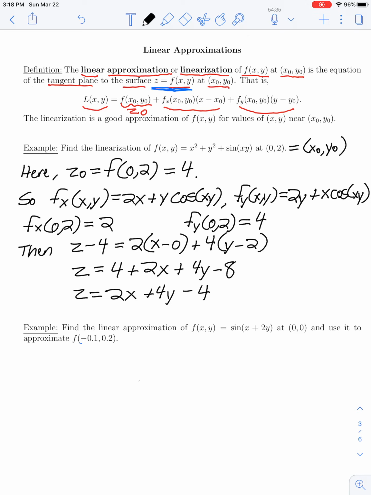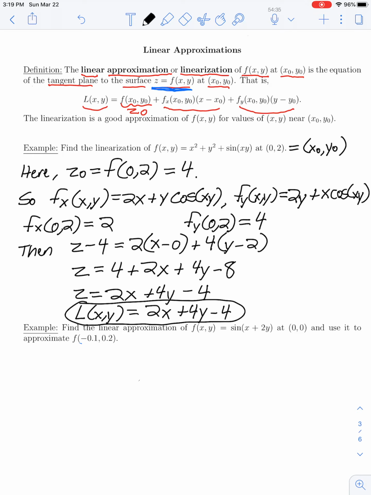Or in this problem, we were asked for a linearization. So rather than thinking about this as the tangent plane, we might use the notation capital L of x,y, thinking about this linearization as a function, and it would be the function 2x plus 4y minus 4. So here we've got the following function as our linearization.